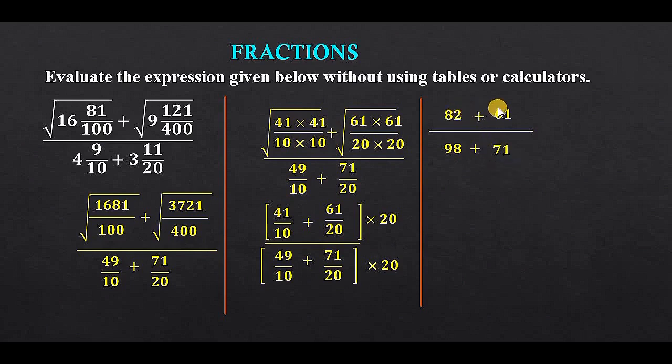Adding the values on the numerator and also the values on the denominator, the numerator becomes 143 over the denominator, which is 169. So here we have a common factor. We can simplify it further by factorization. So 143 and 169, the common factor is 13. So 13 goes into 143 11 times. 13 goes into 169 13 times. And therefore, the expression evaluated should give us 11 over 13.